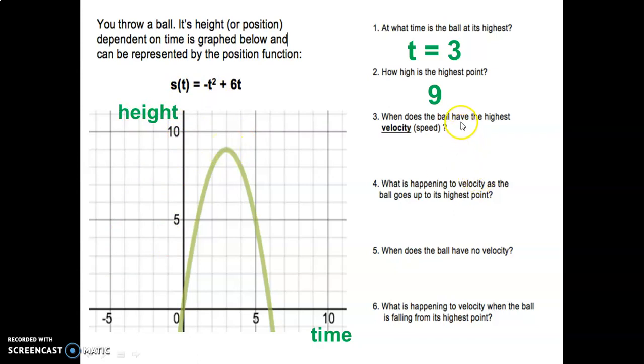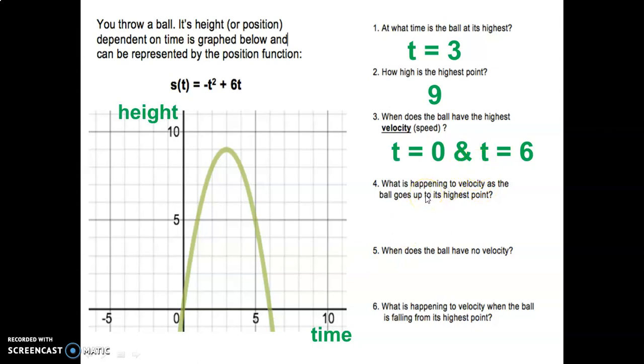When does the ball have the highest velocity or speed? Okay, think about that for a second. So highest velocity and speed will be at time equals 0 and time equals 6, because the moment it's thrown, let's pretend this is thrown by somebody, the moment it's leaving the hand, it has its highest velocity. And as it's going up, gravity is working against it and its velocity is slowing down. And then its velocity is speeding up as it's falling until it hits the ground. At that moment, it has its highest velocity again. So there's the two times.